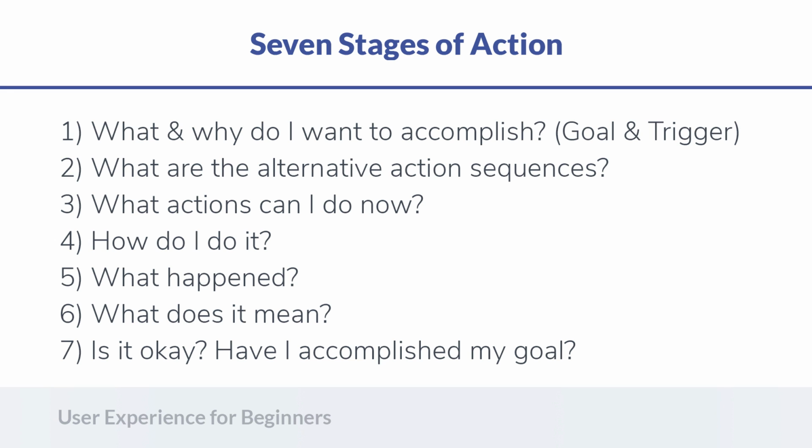Then the next step is you are going to perceive that feedback from what happened. So for example, you are using a microwave oven and when you pressed start, it doesn't start and it gave some error. You need to understand what that error means. What does it mean? What happened? And then in the end, is it okay? Have I accomplished my goal? In the end, you are going to see whether you have created a new Google document successfully, or you have heated your milk in the microwave oven. So these are the 7 stages of actions. If you can master these, you can apply them on any app, any website, any product.